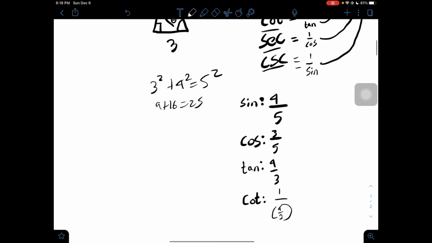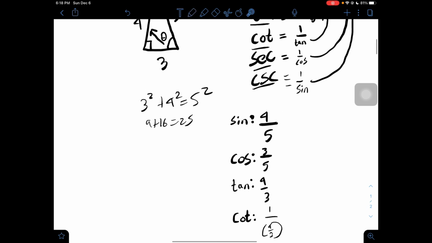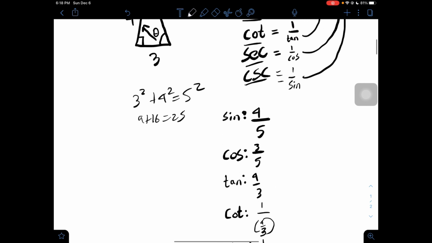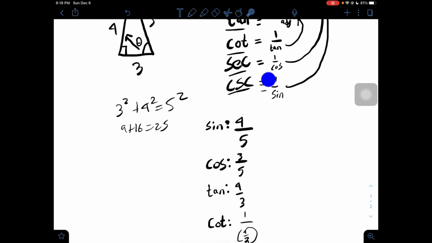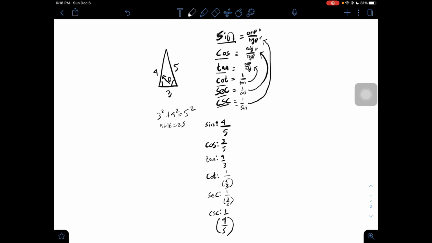All right? Next, we're going to go to SEC, or sec. And we said sec is 1 over cosine. So we can just look at our cosine, which we determined was 3 over 5. And we just put a 1 over it. So we have 1 over 3 over 5. Lastly, we have CSC. And that was, as we determined, 1 over sine. And sine was 4 over 5. We just put a 1 over 4 over 5. And that is basically all the basic trig functions.